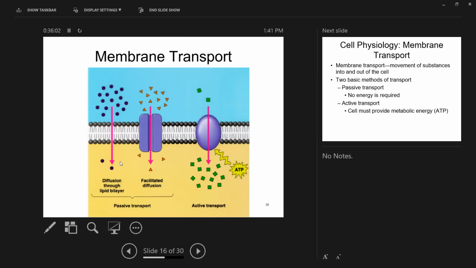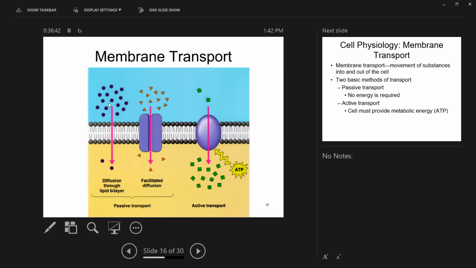Now, gases get through very easily. Oxygen is always higher outside the cell than inside, so oxygen will always diffuse into a cell. Carbon dioxide is always higher inside the cell than outside, and it will always diffuse out of the cell. It moves right across passively.